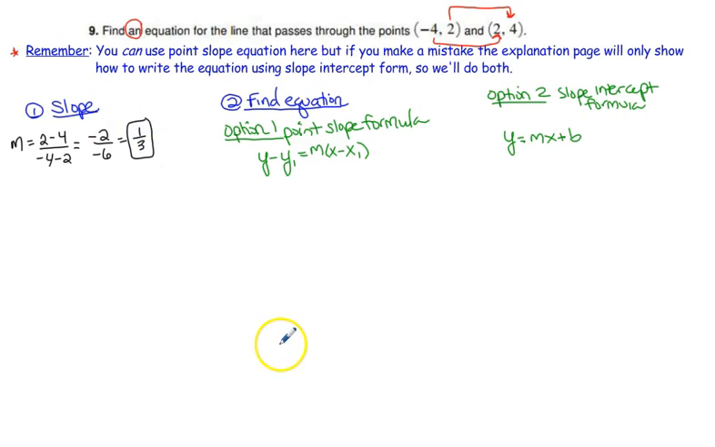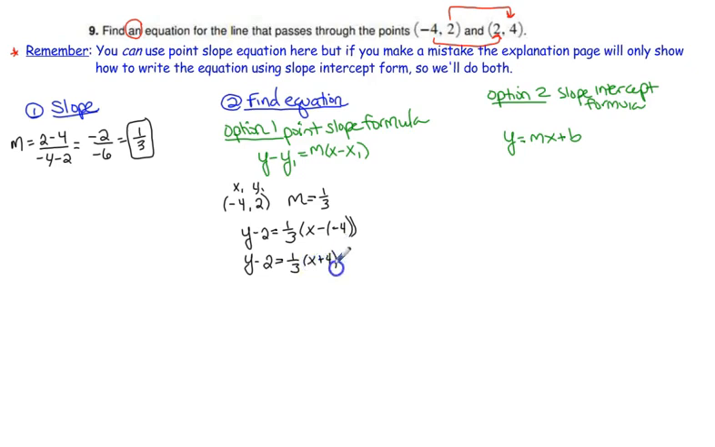Okay, so option number 1 for my equation is point slope formula. First, we're going to pick the point negative 4, 2, and my slope is 1/3. So this would be my x1, y1. So I would have y minus 2 equals m, x minus negative 4. So my answer there would be y minus 2 equals 1/3 x plus 4. And I could type that in as my final answer, and I would be done.